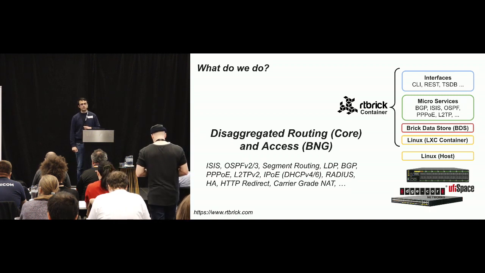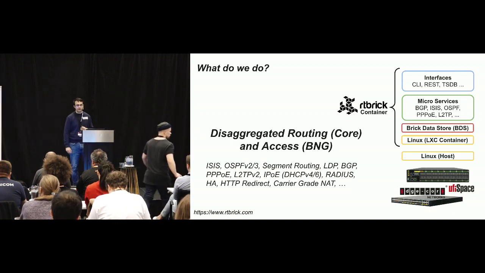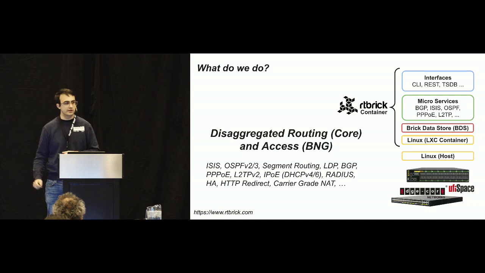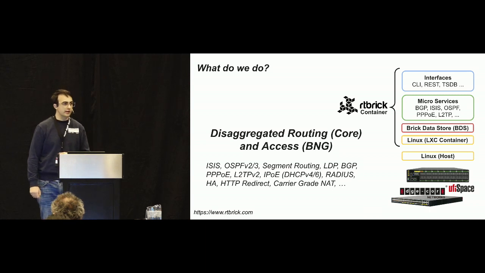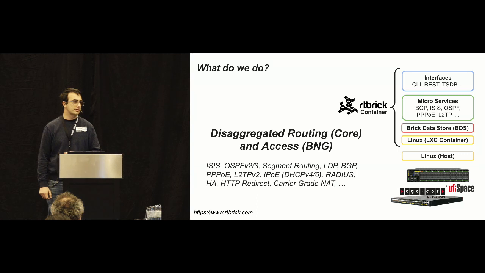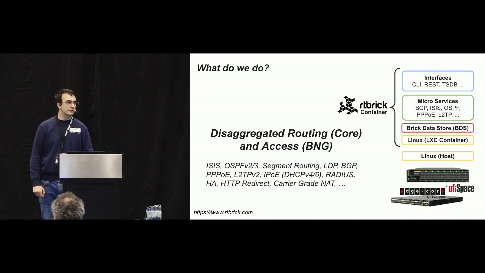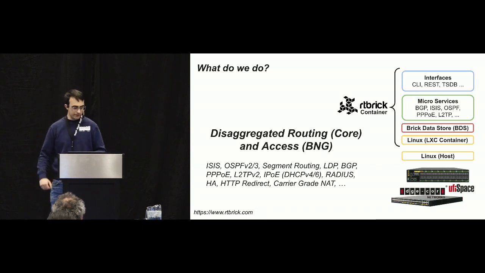So here at Artbrick, we build software for disaggregated routing and access, which means that you separate the hardware from the software. Customers buy their hardware separately from vendors like UFI-Space, Edgecore, or other vendors, so-called white label switches or disaggregated switches, and then they can buy different network operating systems. They can just install or even change it later if they upgrade the hardware, so they can reuse the hardware and just install some other software.